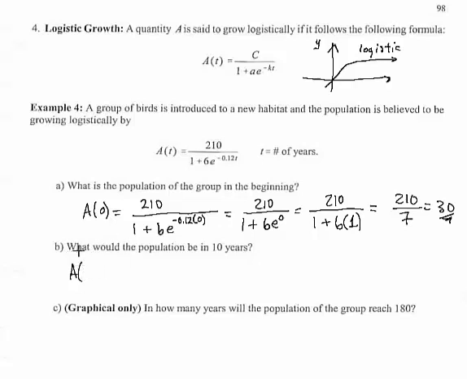All right, what would the population be in 10 years? So we're calculating A of 10. And here we simply enter a different number for t.